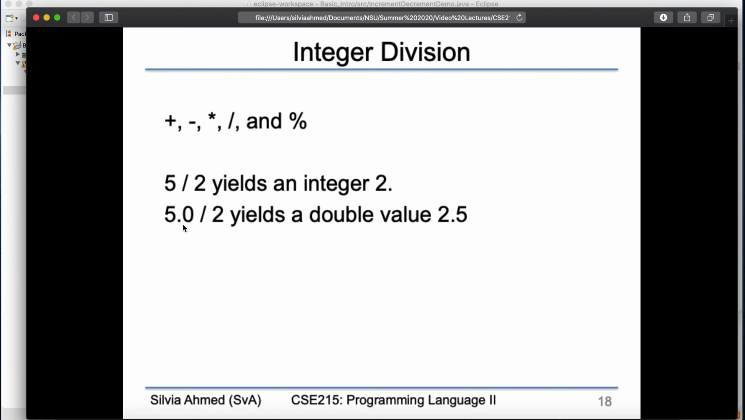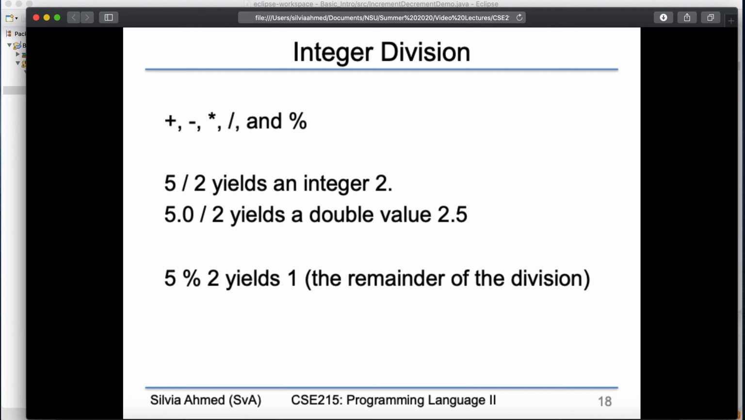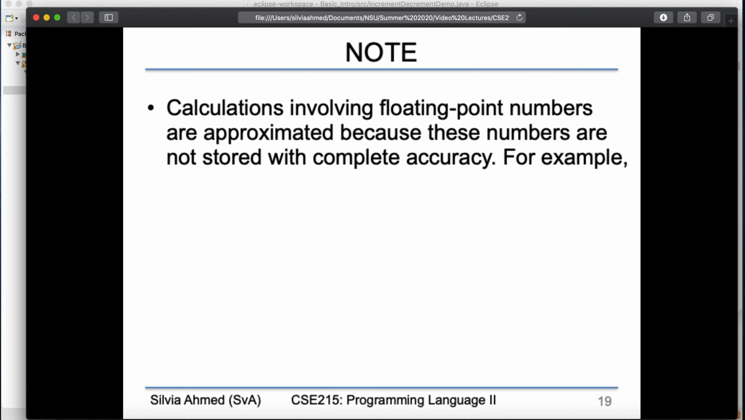That means you can convert them explicitly into some double or float value, or you can simply write 5.0 or 2.0 or both, so that you have the result to be 2.5. If you have this remainder operator, it will give you the remainder, which is definitely an integer, 1.